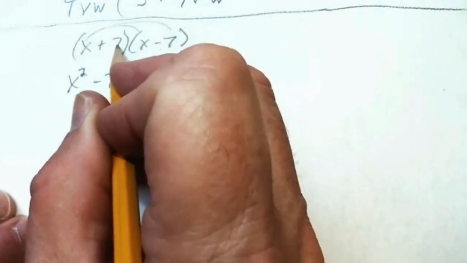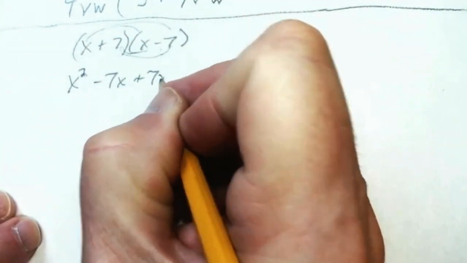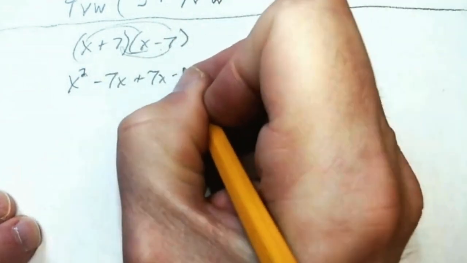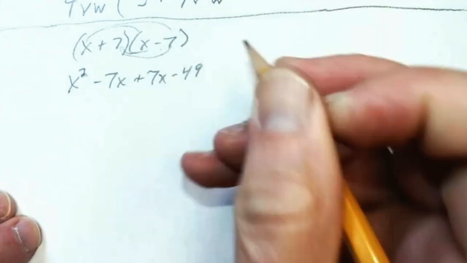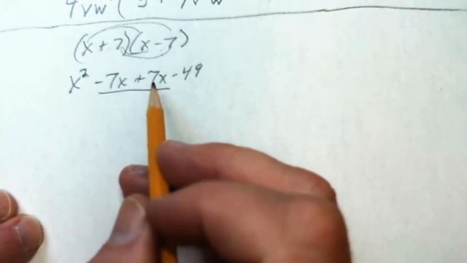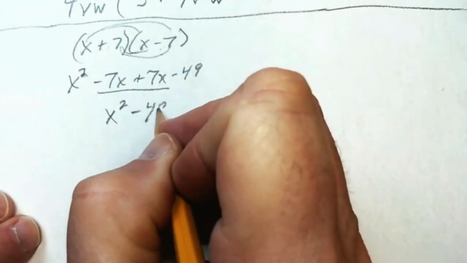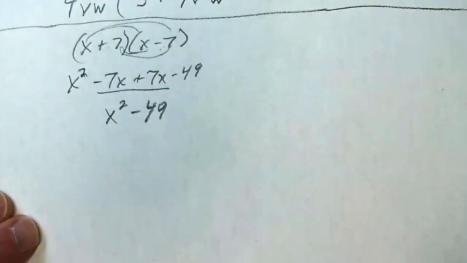Now we need to do the 7 both times. 7 times x is 7x. 7 times negative 7 is negative 49. Oh, look, these are like terms. Negative 7x, positive 7x. So this just equals x squared minus 49. Well, that was nice.